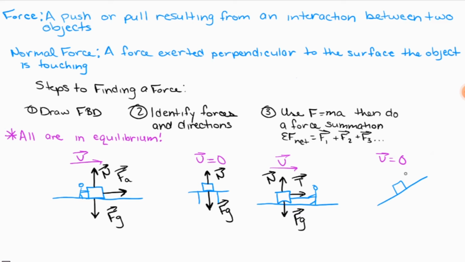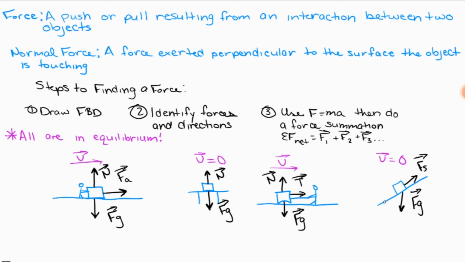Since this one's at an angle, we're not just going to have straight horizontal or vertical forces. We have the force of gravity acting straight down, but then we also have a static friction force going up to the right parallel to the surface it rests.